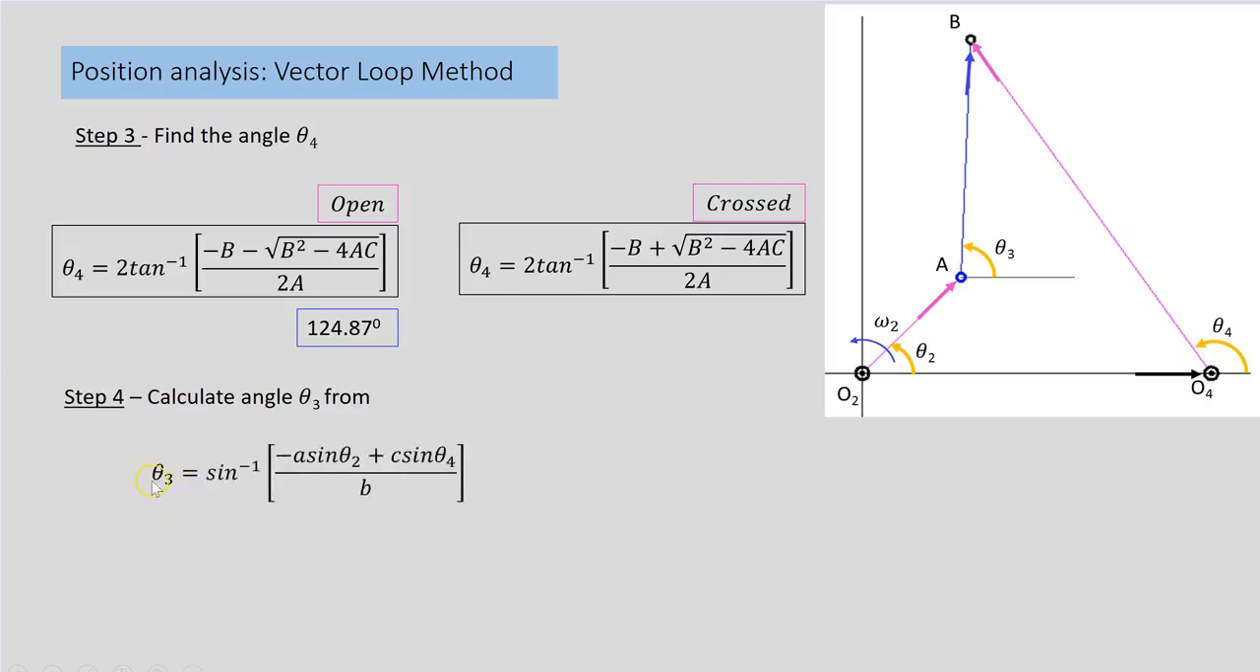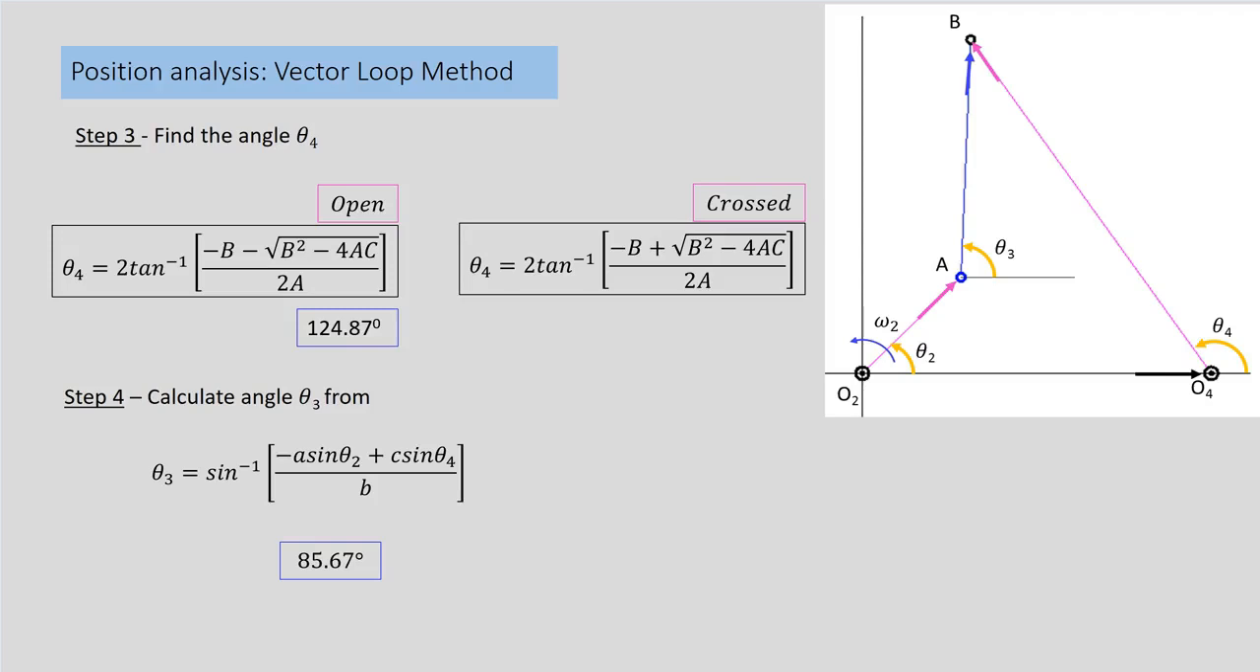In step 4, we need to find theta 3 using this equation, and for open configuration we use this equation directly to get the angle. The angle we get for theta 3 is 85.67, which, if we look at this diagram, also verifies that our calculated angle is close enough. Once again, for steps 3 and 4, all the equations will be given to you, so you don't need to remember any equations.